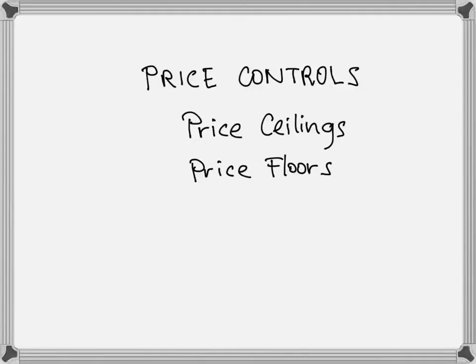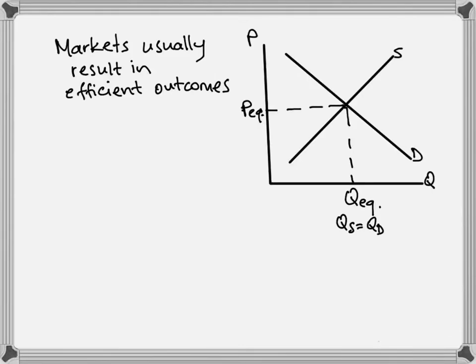In this video, I will explain price floors. As you remember, markets are efficient. Markets usually result in efficient outcomes. But sometimes the market price does not work for everyone. When that's the case, the government intervenes in these markets.